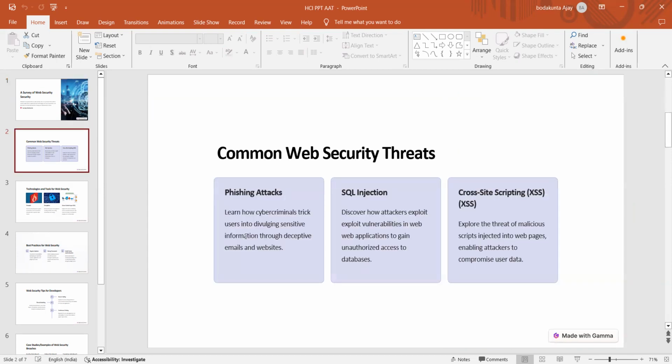Phishing attacks are when cybercriminals trick users into divulging sensitive information through deceptive emails and websites. SQL injections are when attackers exploit vulnerabilities in web applications to gain unauthorized access to the database. And cross-site scripting is the threat of malicious scripts injected into web pages, which enables attackers to compromise user data. So, these are some common web security threats.